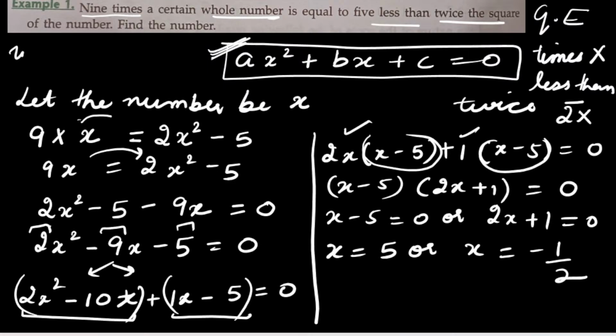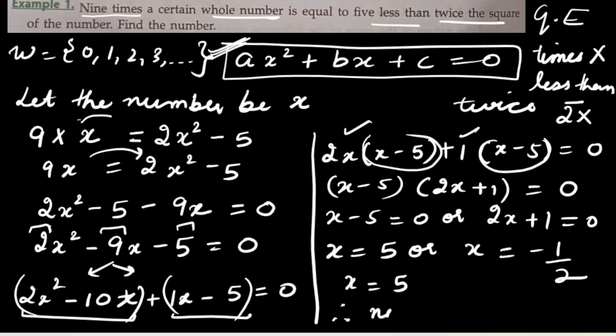Whole numbers are what? The set of whole numbers means the numbers 0, 1, 2, 3 and so on. These are the whole numbers. So here we got two values of x, because in a quadratic equation we always get two values of x. But the answer is what? x is equal to 5. x is equal to 5 is the required answer, because it says whole number. So you can say, therefore, the number is equal to 5. The required whole number is equal to 5. You can just write the statement at the end.